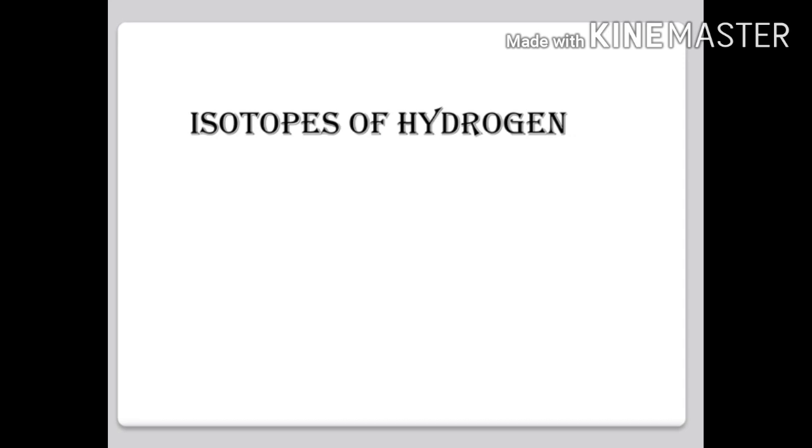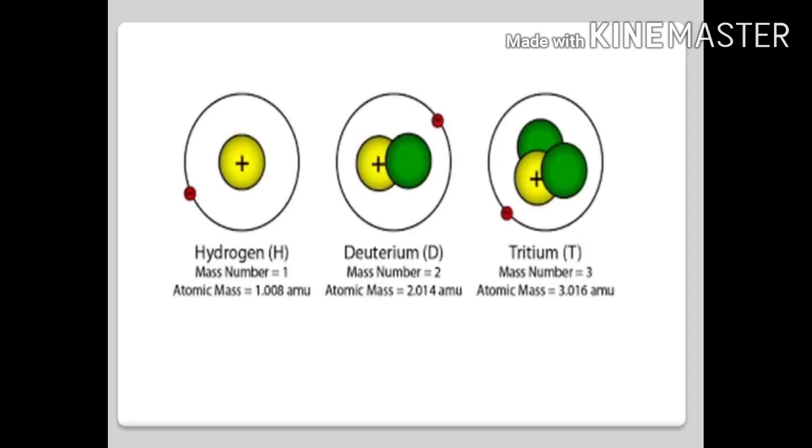So hydrogen has three different isotopes. Mind it, isotope means same atomic number. So atomic number same, mass number different. First one is hydrogen. Atomic number 1, mass number also 1. Atomic mass 1.008 AMU. Second one, atomic number 1, mass number 2, atomic mass 2.014 AMU. Third one is mass number 3, atomic number same, that is 1, atomic mass 3.016 AMU.